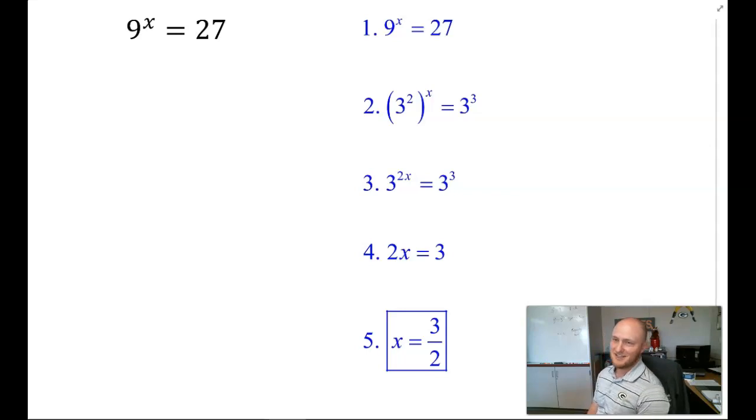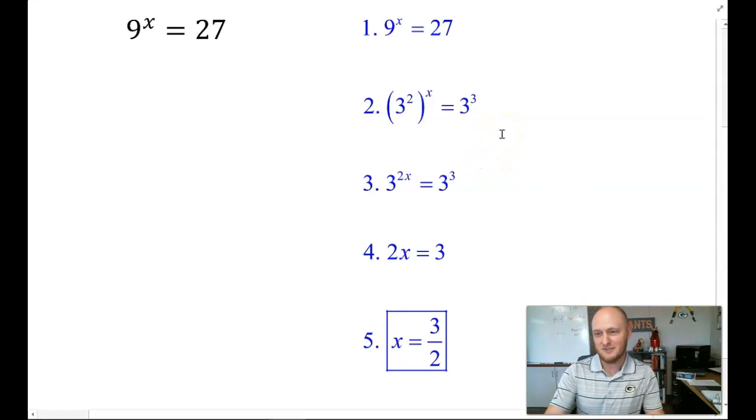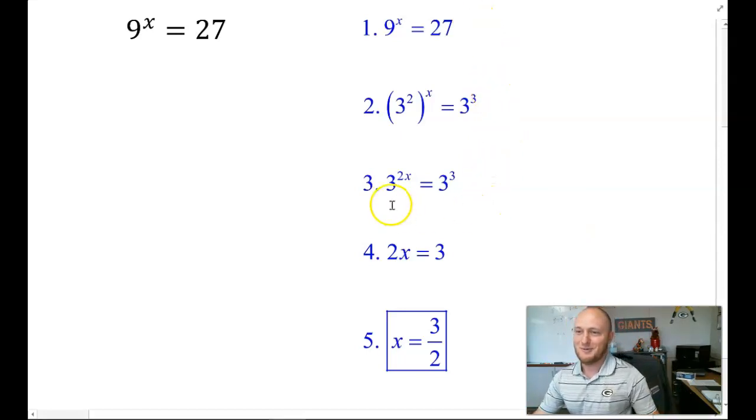9 to the power of x, that's 3 squared. 27, that's 3 cubed. So 3 to the power of 2x is equal to 3 to the third.